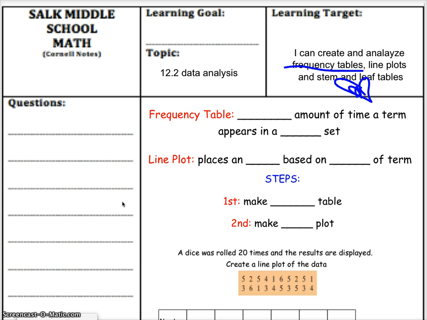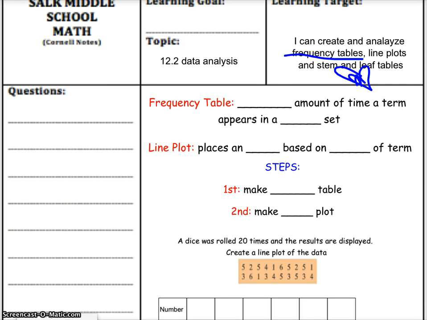I will give you a data set, a whole bunch of data, and I'm going to tell you to make a line plot, and I'm going to tell you to make a stem and leaf plot. And with those, I'm also expecting you to analyze it, meaning tell me what the mean is, tell me what the median of that data set is. Not through ordering the way you typically do, you have to utilize the stem and leaf and the line plot.